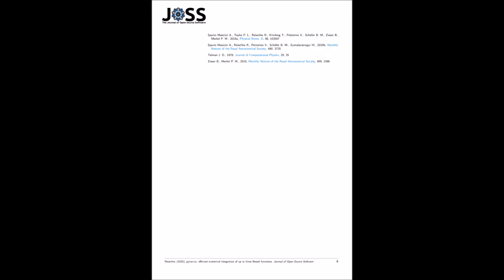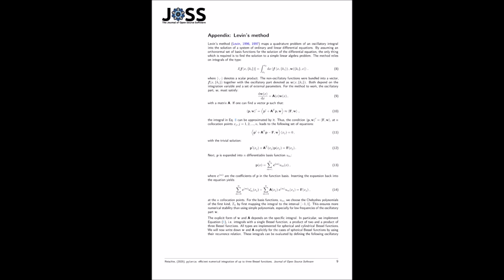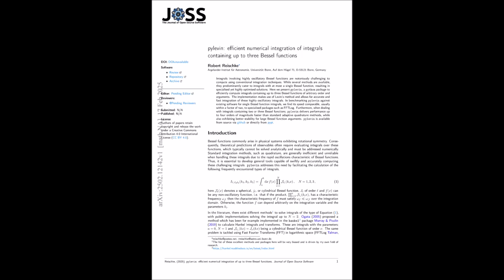Ever hit a wall trying to numerically integrate Bessel functions? You know, those things that pop up all over physics problems with rotational symmetry? It's a real pain. It's like using the wrong tool for the job. Standard numerical integration methods like quadrature just can't handle those rapid oscillations you get with Bessel functions. And the complexity just explodes when you have multiple Bessel functions multiplied together in the integral. Your computation time goes through the roof.